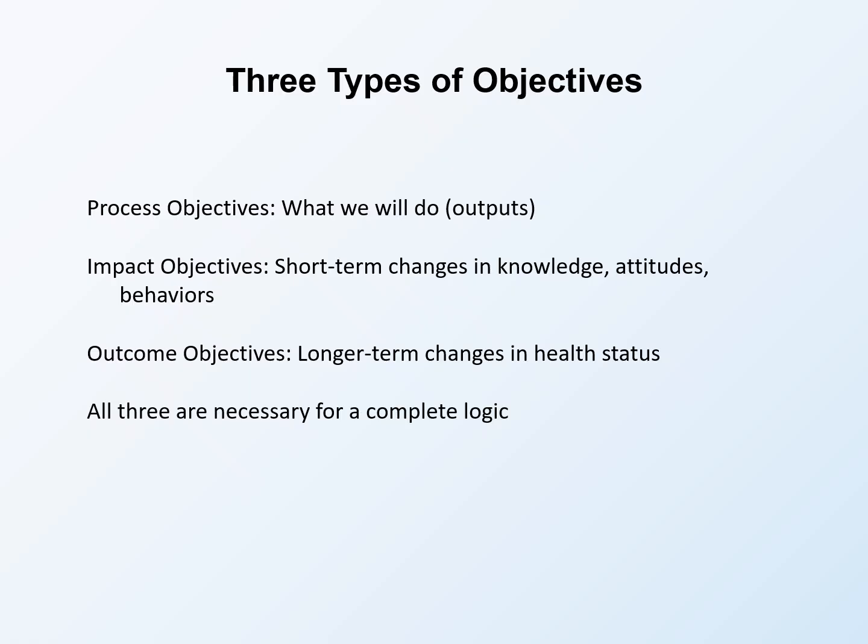Process objectives without impact objectives just measure activity. Impact objectives without outcome objectives don't connect to health. Outcome objectives without process objectives don't show how change will happen.